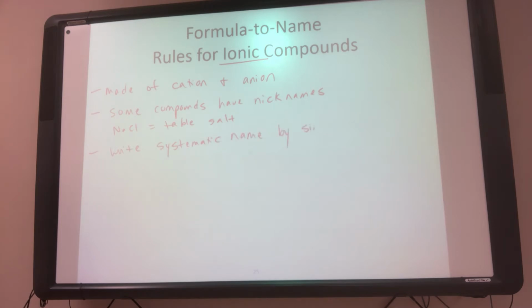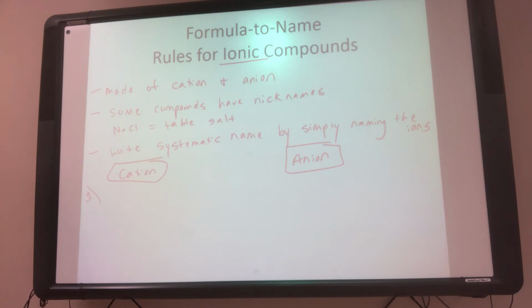by simply naming the ions. So we want to look at what is the cation and what is the anion, and follow those rules. So we'll have rules for the cation, rules for the anion, and then we put those two parts together to get our full name.